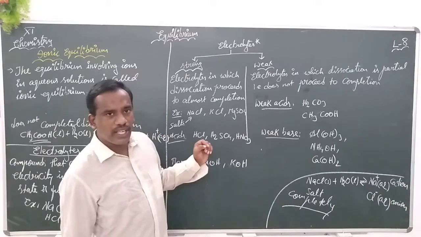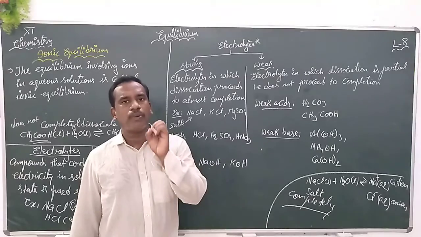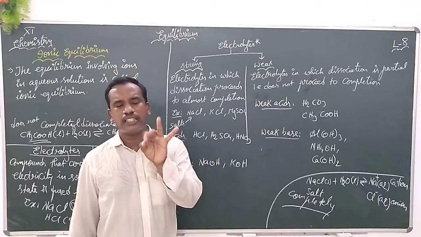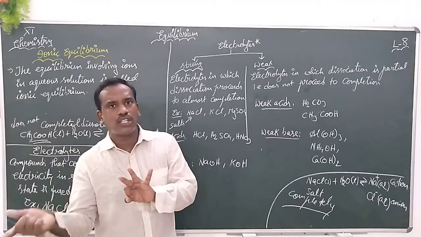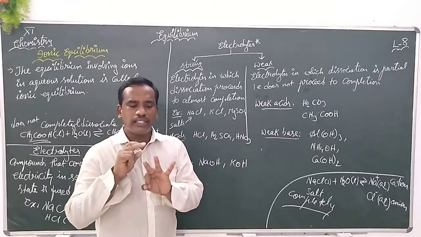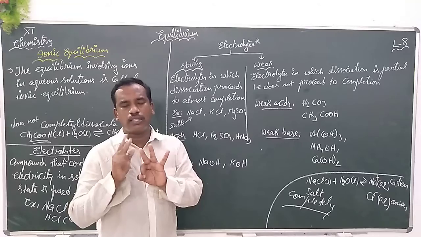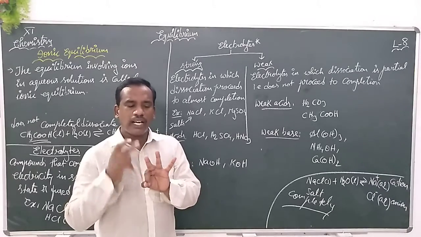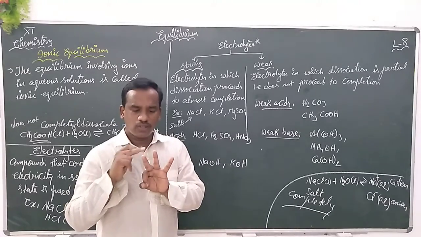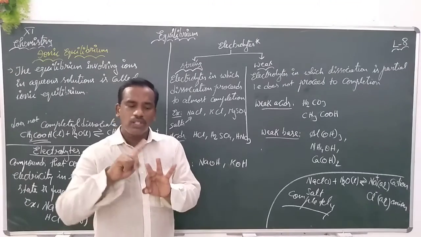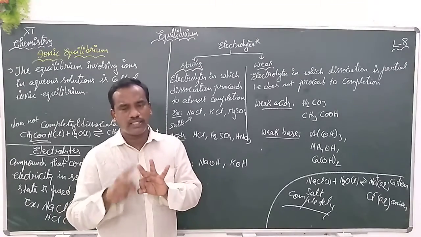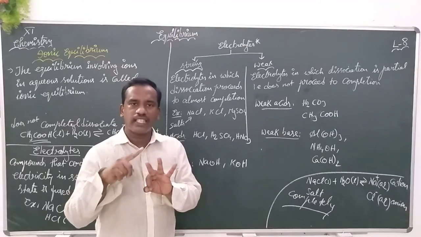So what we are bringing is that our electrolytes are made up of three kinds of compounds: salts, acids and bases. But salts are not divided into strong salts and weak salts. Only the acids and bases are separated into two types: strong acids and strong bases, as well as weak acids and weak bases.